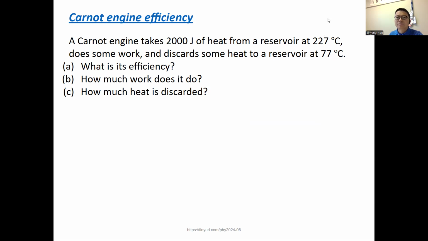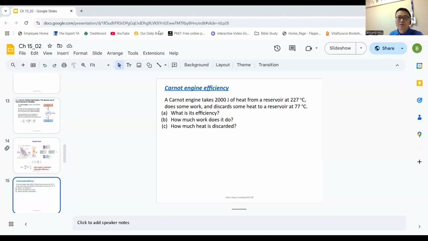Let me just switch my camera. Okay. And I'll stop sharing so you can see this better.